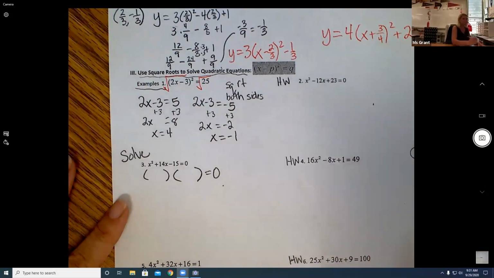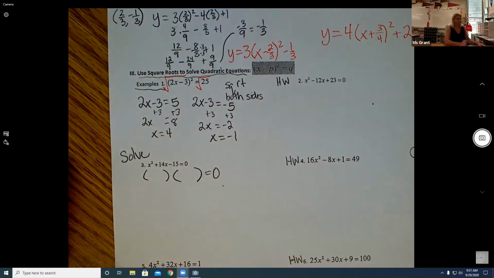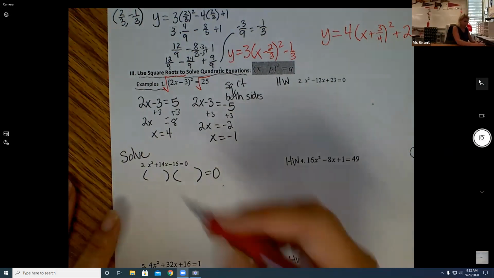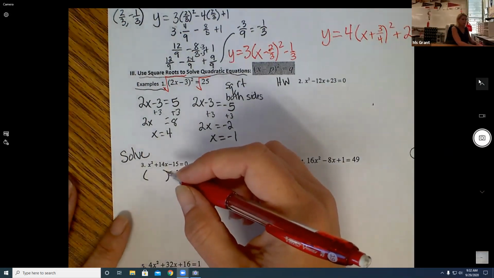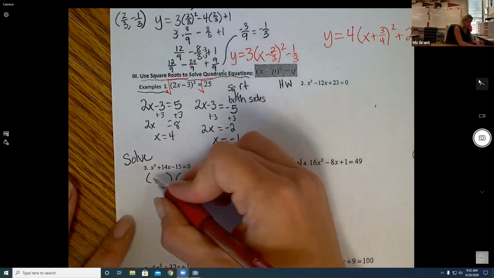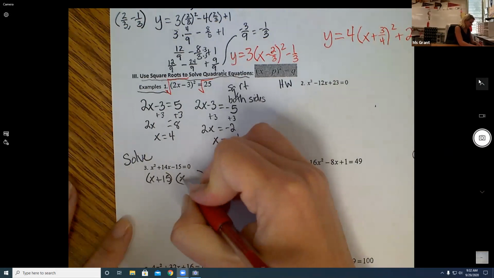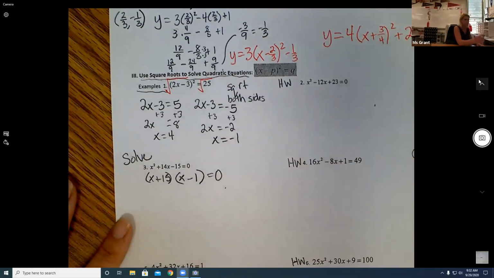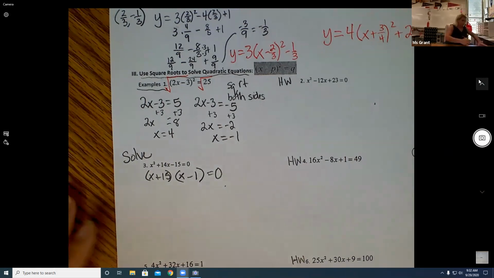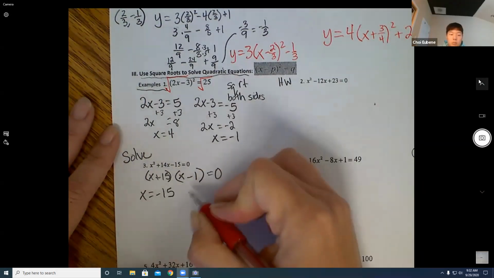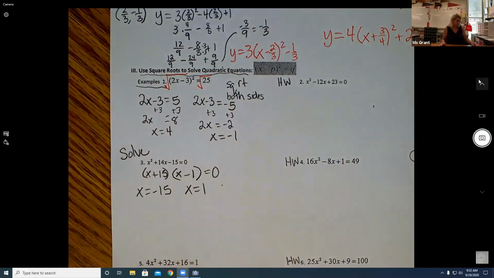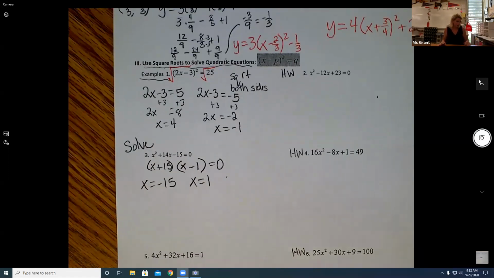Someone want to tell me what it is? Eubene. So it is 15 and 1. So x plus 15, x minus 1 though. Yeah, good. So x equals negative 15, x equals positive 1. And you're going to do 2 and 4 for homework.